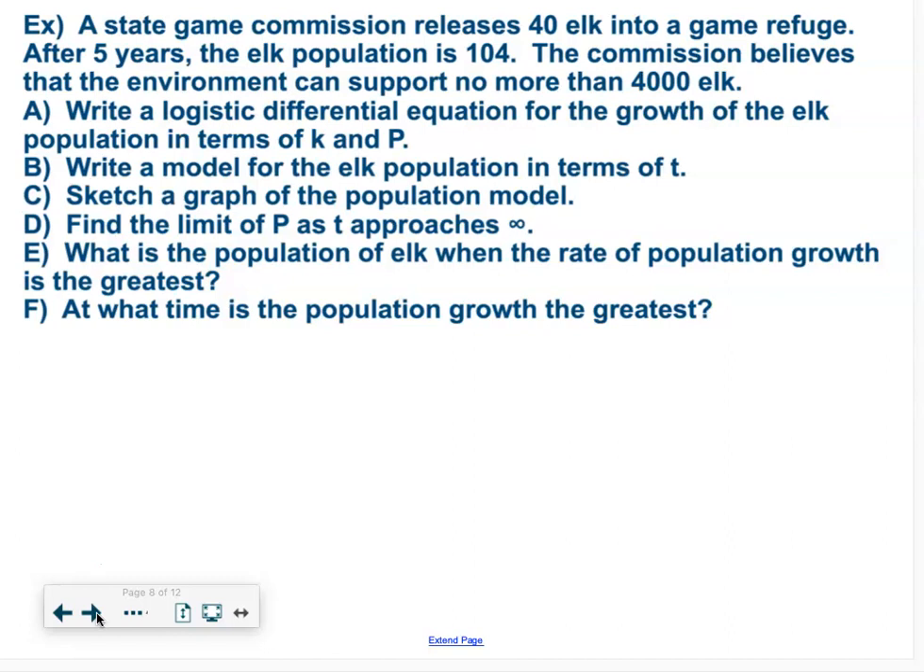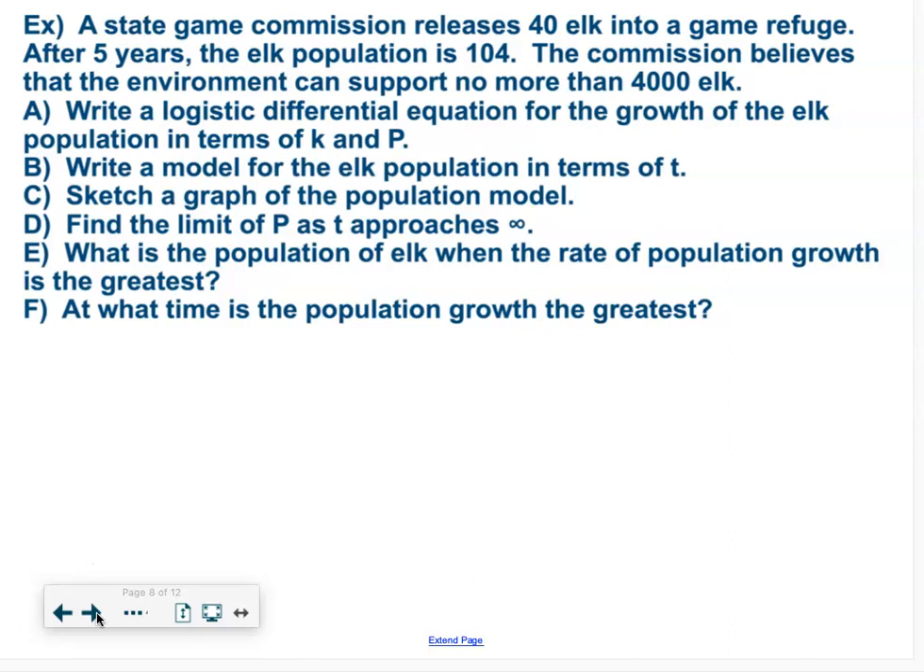So, a state game commission releases 40 elk into a game refuge. After 5 years, the elk population is 104. The commission believes that the environment can support no more than 4,000 elk. Part A, write a logistic differential equation for the growth of elk population in terms of K and P. So for part A, you're not writing P, you're writing dP/dt.